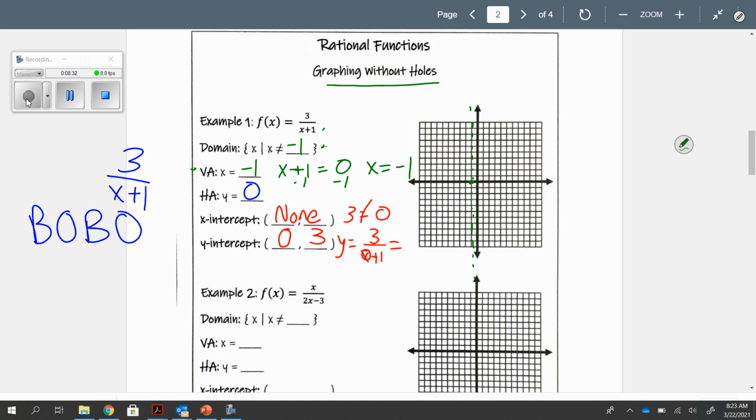So this is how it looks. Let me switch colors. My graph is going to be red. The first part looks like this. It does not touch negative 1. The second part, remember, we don't have an x-intercept, so make sure none of it crosses the x-axis right here. There's no x-intercept, but there is a y-intercept. The y-intercept is (0, 3).